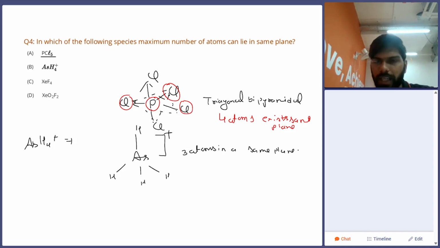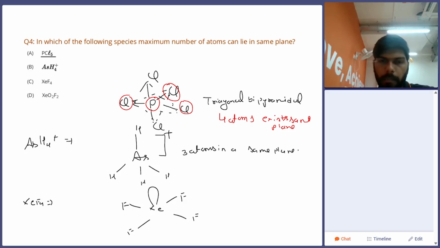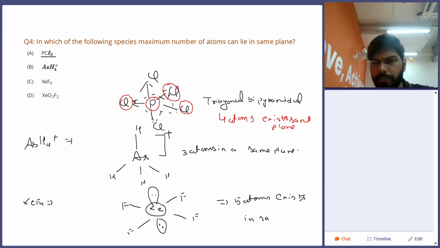Next, if you look at it here, XeF4. So XeF4, that is fluorine, this fluorine, and then along with this xenon, four fluorines lie in the same plane. So total 5 atoms exist in the same plane.